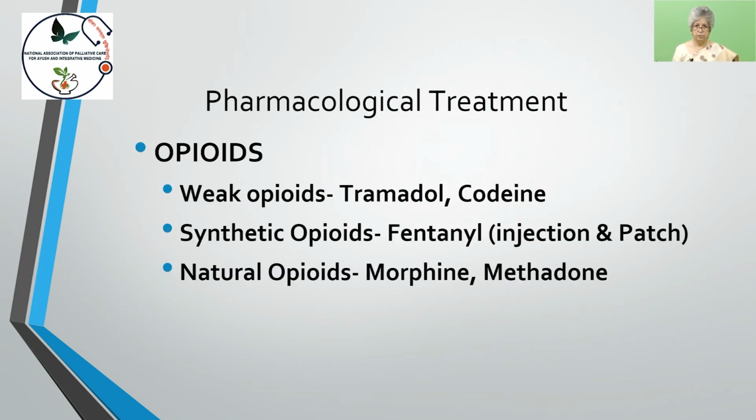The morphine which we use for cancer pain management in cancer patients belongs to the drugs called opioids. These narcotic drugs are called opioids, and they can be of 3 types: weak opioids, that is tramadol and codeine; synthetic opioid, that is fentanyl, which is available in injection form and in the form of a patch to be applied on the skin; and naturally occurring opioids, which are morphine, which can be cultivated, and methadone.